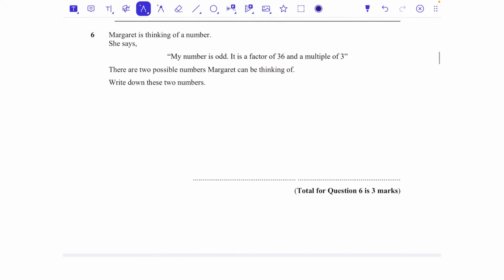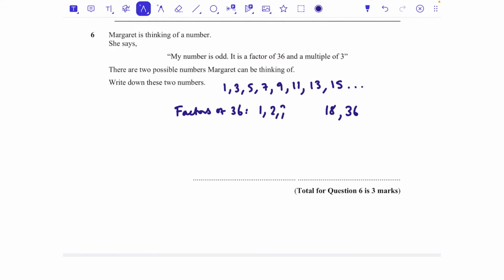Question number 6. Margaret is thinking of a number. She says, my number is odd, so that means it's not in the 2 times table. It could be 1, 3, 5, 7, 9, 11, 13. They're all your odd numbers. It's also got to be a factor of 36. So your factors of 36 are numbers that fit into 36 an exact number of times. So that's 1 and 36, 2 and 18, 3 and 12, 4 and 9 and 6. Those are all of the factors of 36, numbers that fit into 36 an exact number of times.